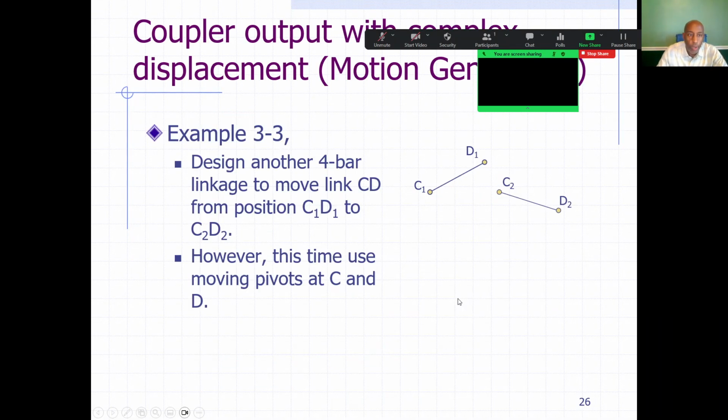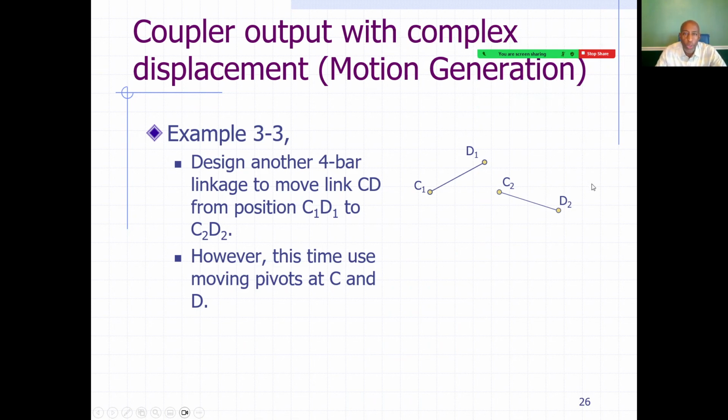Alrighty. So in this case, we're going to do coupler output with complex displacement. So we did rocker output in the previous two cases, but now we're going to do coupler output. So the coupler is the link that's going to move between positions C1D1 and C2D2. So when we look at these segments here, C1D1, that is the coupler link, and it will become C2D2 when it moves over. We're designing another 4-bar linkage.